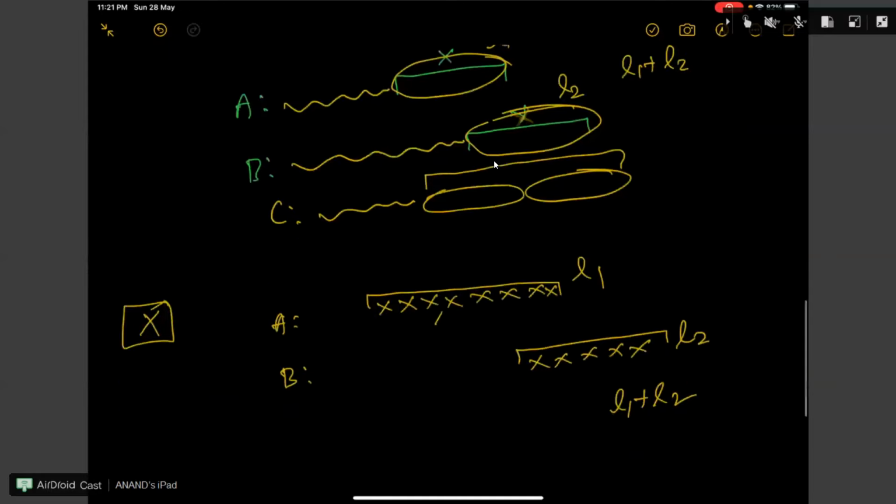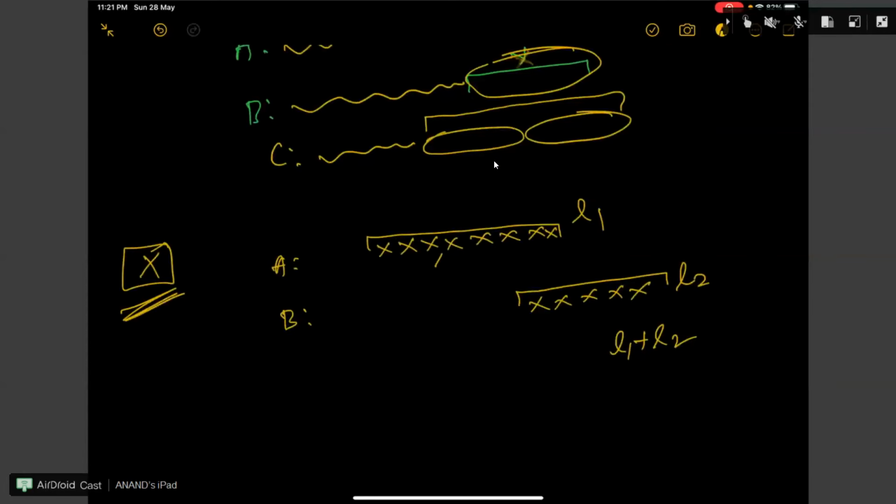So just iterate over all the possible X's, since A and B consist of all the elements from 1 to 2n. So just iterate X from 1 to 2n, then find the longest consecutive length of sequence consisting of X in A, and the longest length of subarray consisting of all X's in B. Just add their answers L1 and L2 and take the maximum over all X's. But it will be n square.